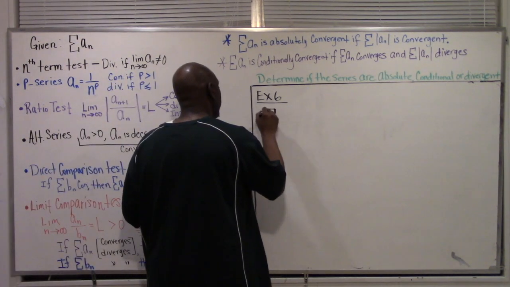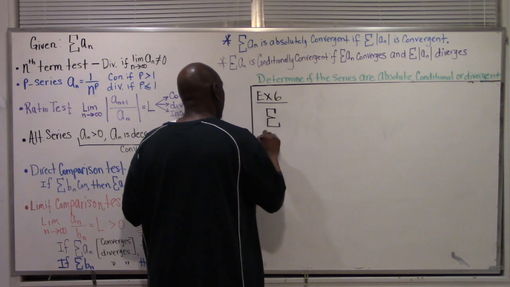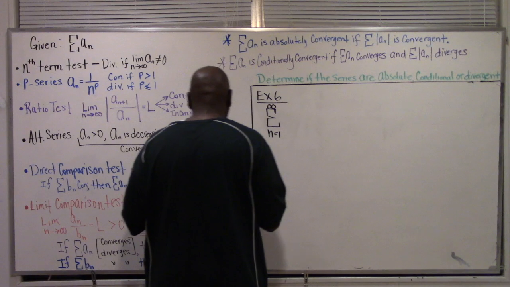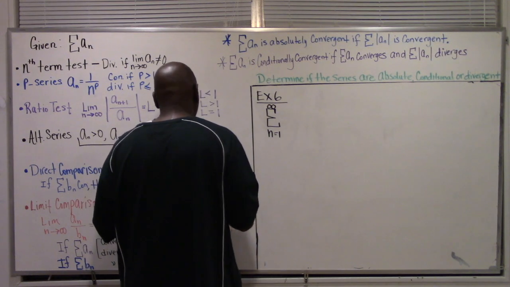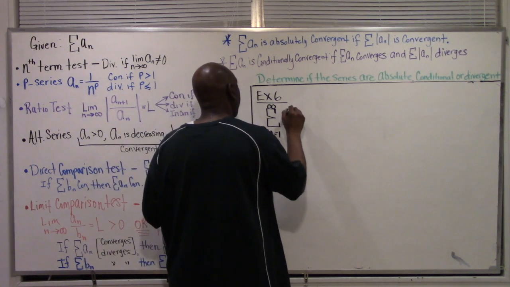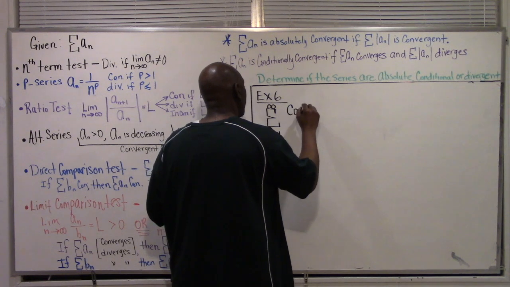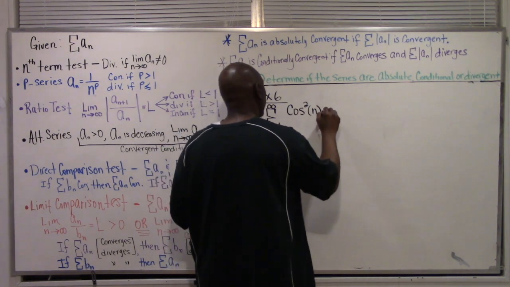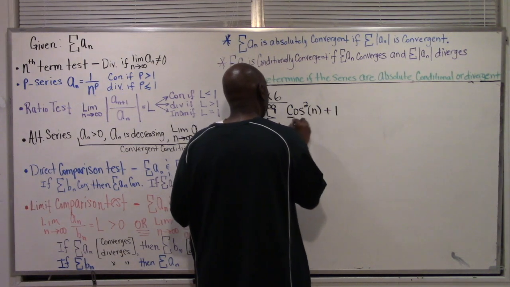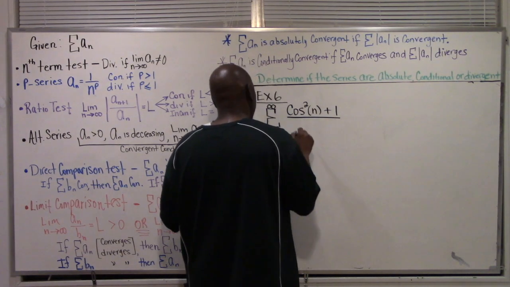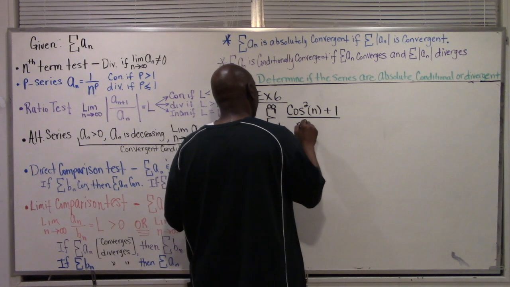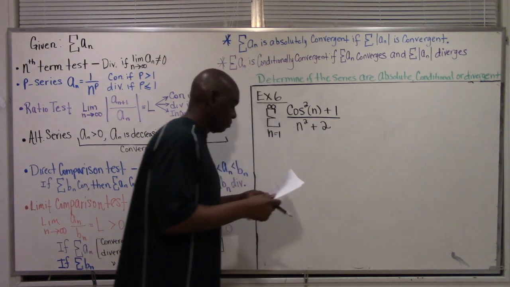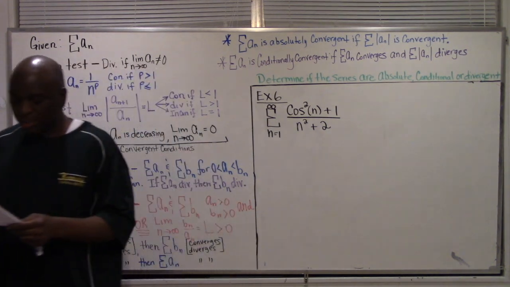The series as n equals 1 to infinity of cosine squared n plus 1 divided by n squared plus 2. Yeah. Let's take a look at that one.